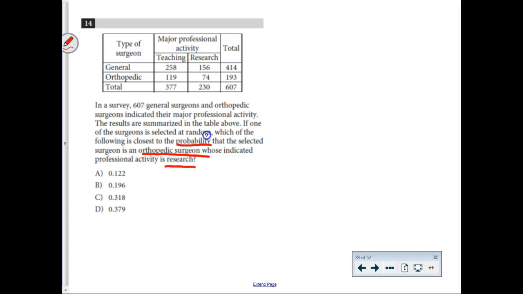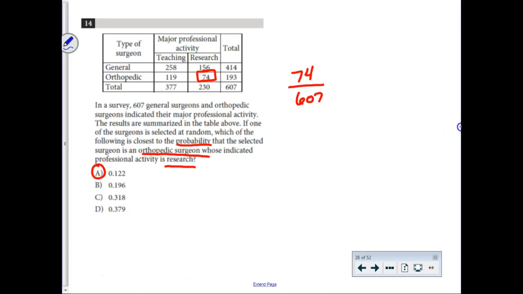So I'm always worried about them doing that weird conditional probability stuff to me, and they didn't say the word given, and they didn't imply that there's a condition on my probability. So this is just straight up probability. So go to your chart and find the number of people who are both orthopedic surgeons who are in research. That would be these dudes and dudettes right there, 74. And because it's not conditional probability, you should use your complete denominator, all of the people in this chart. What's the total number? 607, yeah. So type this in your calculator, and it turns out to be that number right there.